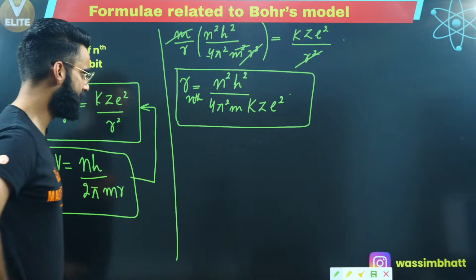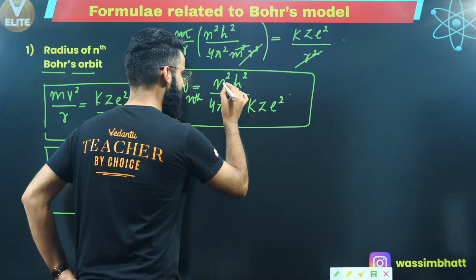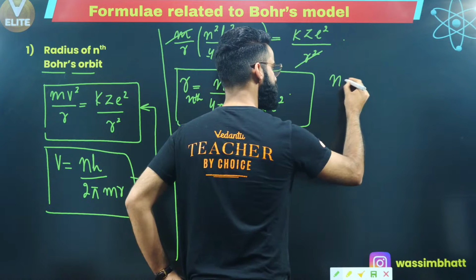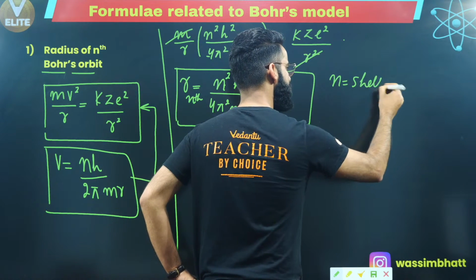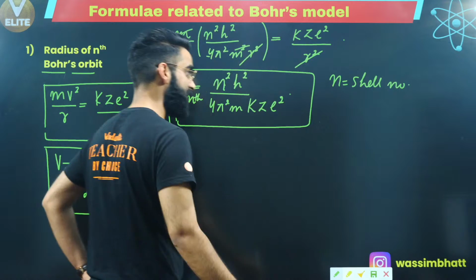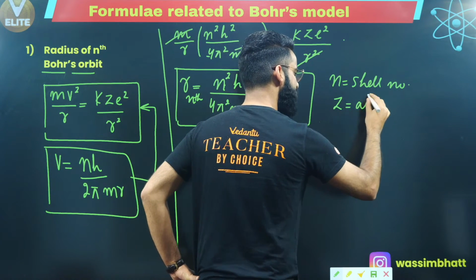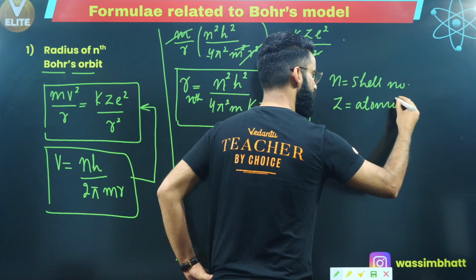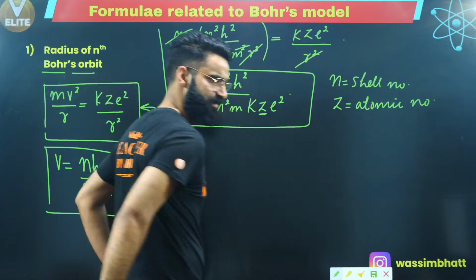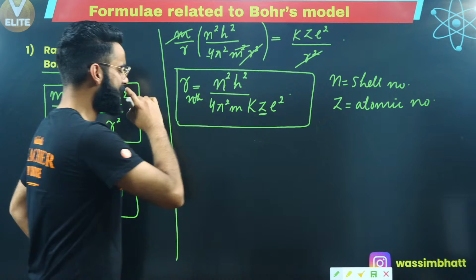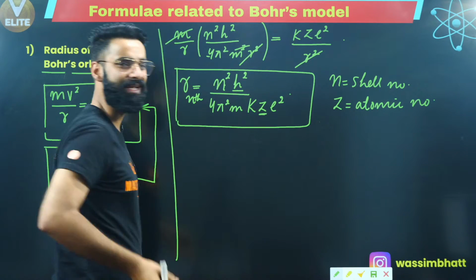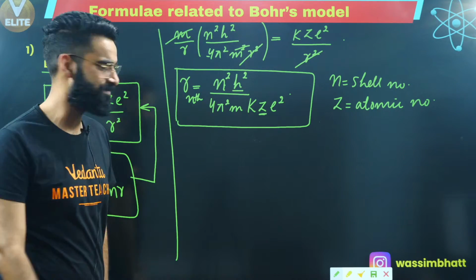Now the point is very simple. What is this n? n represents the shell number, the orbit number you must say, in which the electron moves. And this z represents the atomic number of the atom which I'm talking about, the atomic number of that single electron species. Now we will understand. See, this h is the Planck's constant. It's always a constant, 6.6 into 10 raised to the power minus 34.